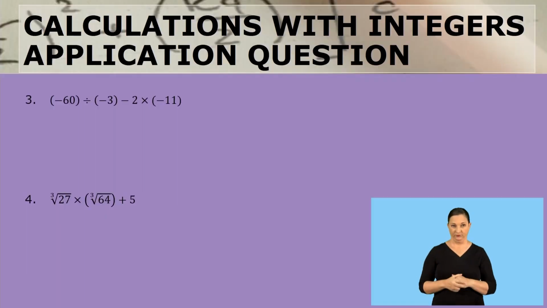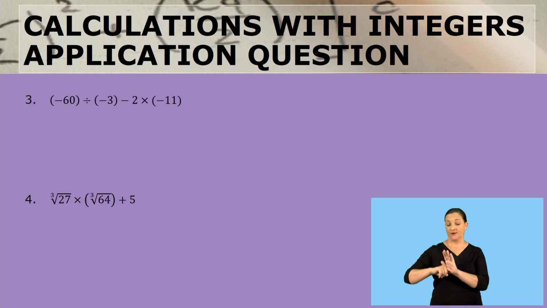Remember, we are working with the application questions, which means that we are working with multiple operations. And when we are working with multiple operations, we need to remember to work on either sides of the addition or the subtraction. So we have number 3 there, and it reads negative 60 divided by a negative 3 minus a positive 2 multiplied by a negative 11.